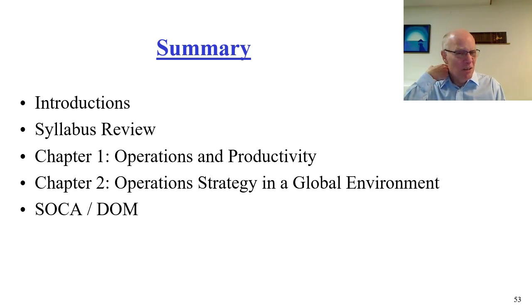So in summary, we've talked about a lot of things. We've had the introduction. We've talked very briefly about the syllabus, the types of things expected. Talked about operations and productivity, operations strategy in a global environment, and this SOCA DOM thing. And again, DOM stands for those 10 decisions of operations management. I guess there's a little O in there between the D and the O. And SOCA is really two terms, SO and CA. SO is strategy of operations. The CA is competitive advantage. So in other words, if you have a strategy and you have a competitive advantage at fulfilling that strategy, you have a win-win formula to be successful.